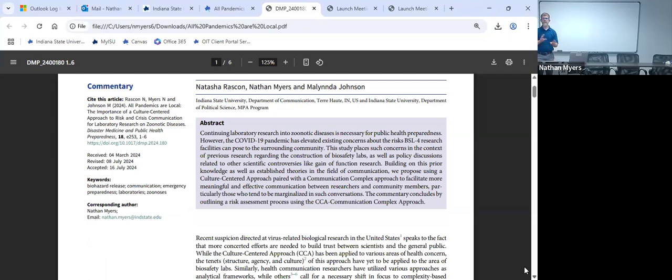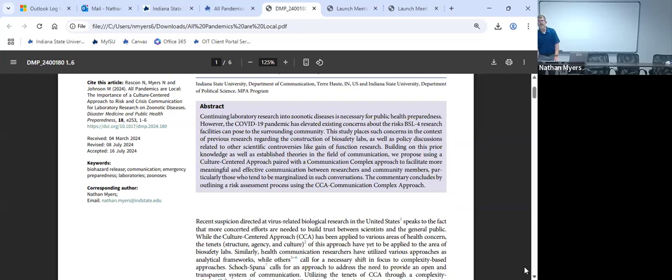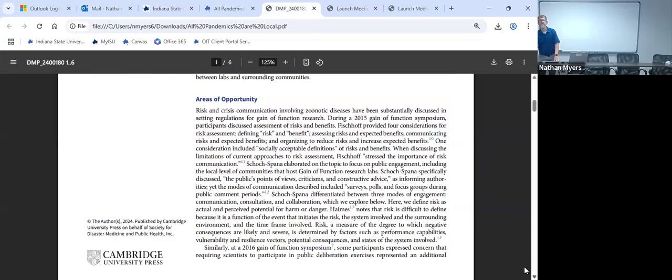Some of the information is similar to information that we've already covered in discussing the previous article when we're talking about the culture-centered approach. I do want to talk a little bit about the areas of opportunity section. It talks about information from a gain of function symposium that was held back in 2015, which is obviously pre-COVID. But it talks about information conveyed by a scholar named Monica Schoch-Spana.